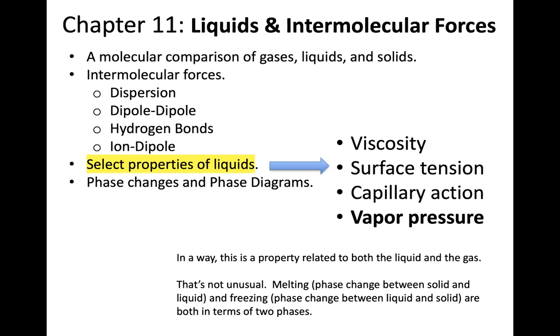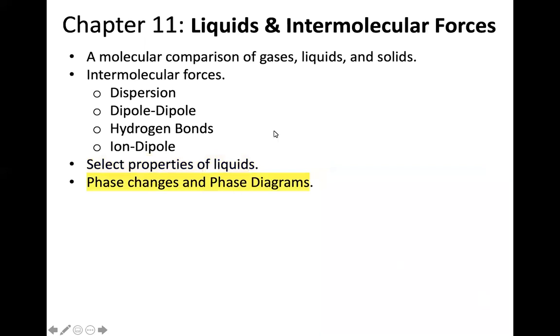When I think about melting, that phase change between a solid and a liquid, or its reverse, freezing, both of those are in terms of 2 phases as well, right? So I don't think it's simply under a single one. When I'm thinking about vapor pressure, I think it's encapsulating both aspects of the liquid and of the gas. So we're going to explore that a little bit more. We're also going to look this evening at a description of phase changes and phase diagrams.